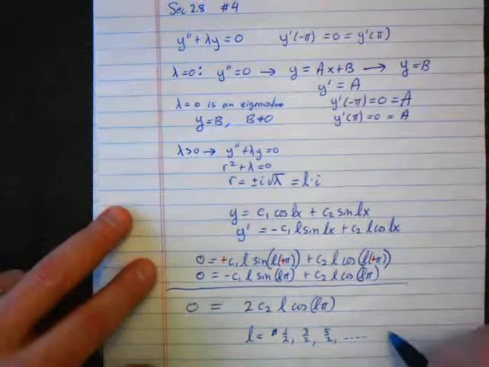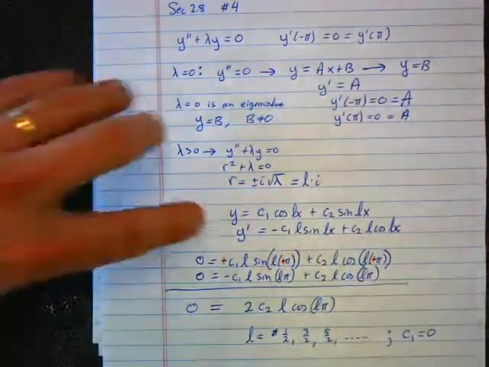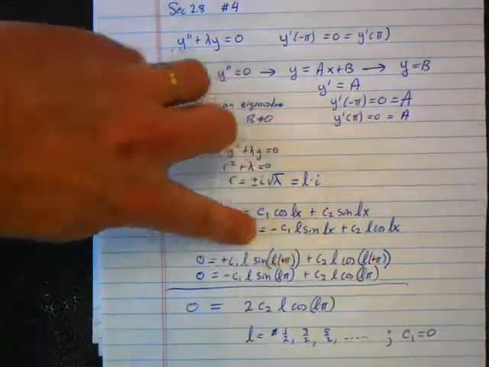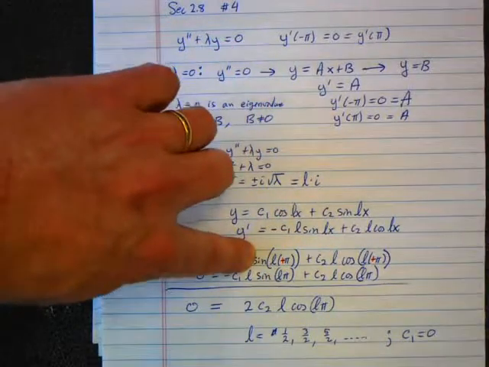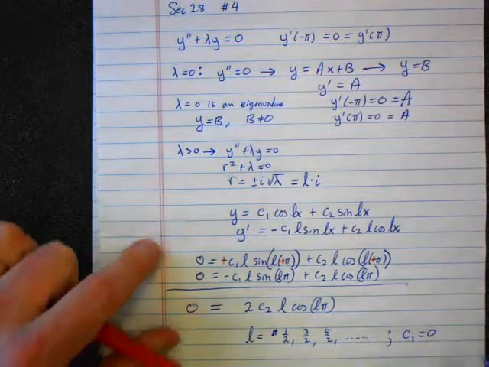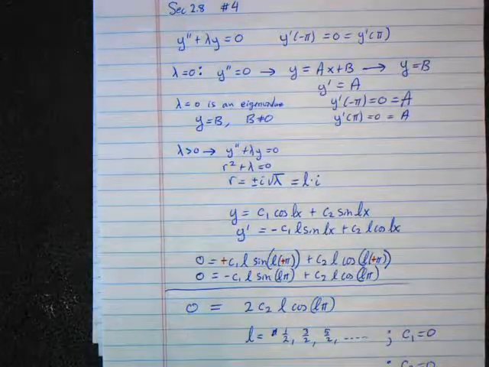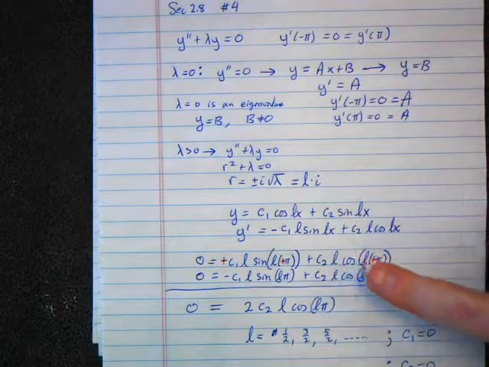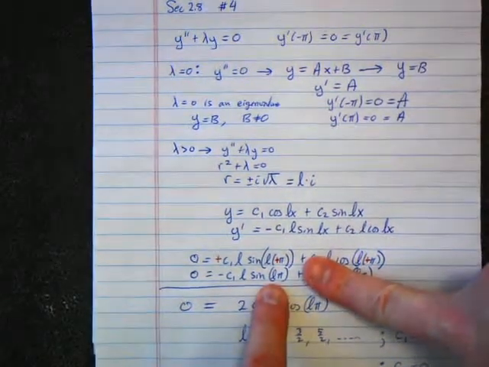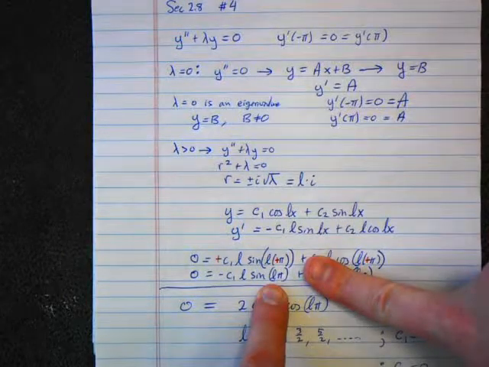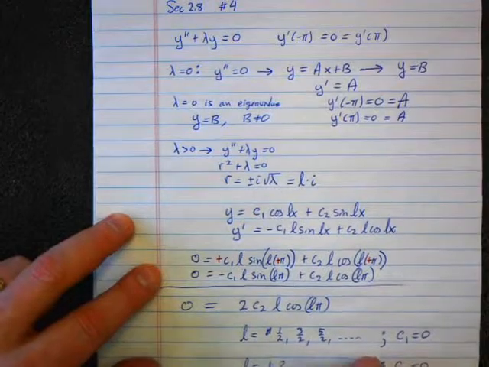But at the same time, I would have to have C1 would have to be the number 0. So that this piece also disappears and my whole thing equals 0. Conversely, we already actually answered the question. What happens if C2 is the number 0? Well, if C2 is the number 0, that whole part of the equation goes away, and we already discovered that L would have to be whole numbers 1, 2, 3, 4, 5. So L would have to be 1, 2, 3.